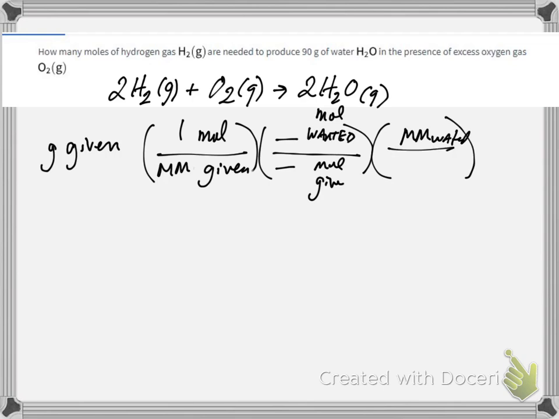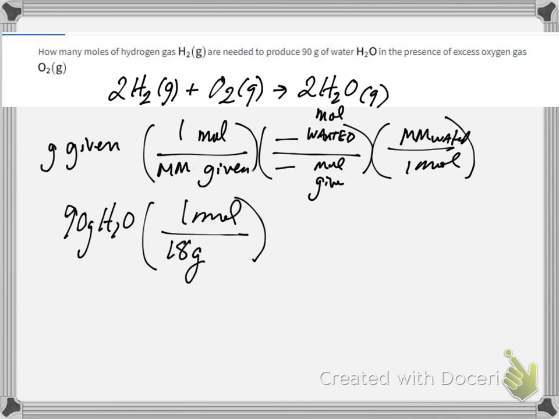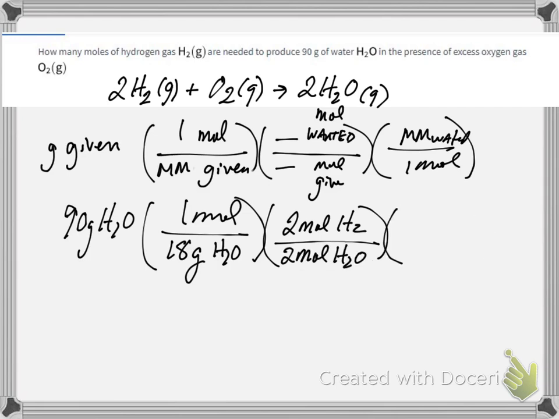So we're going to plug in the values we have. We're given 90 grams of water divided by the molar mass of water, which is 18 grams. We know the coefficients are 2 moles of H2 for 2 moles of water. And now we find the molar mass of H2, which is 2 grams of H2 per mole. And now we've set up the problem. So all the problems are set up this way. This is the formula: 1 over the molar mass given times the ratios times the molar mass wanted.